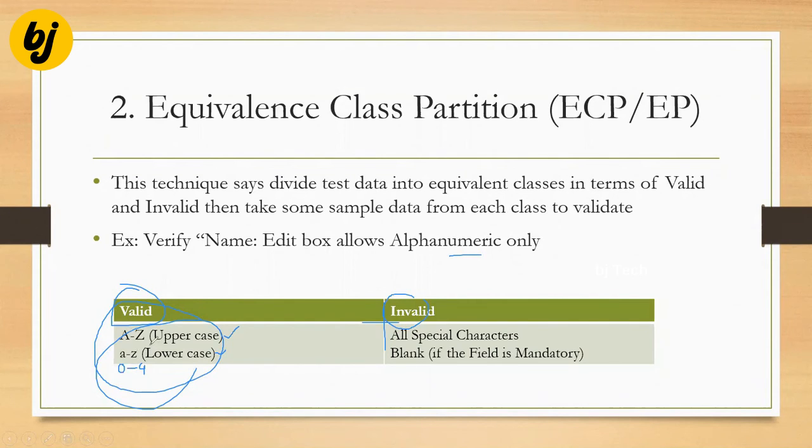What is the invalid class here? Now understand that 0 to 9 also comes under the valid class. So what is invalid here? All special characters. Blank is also invalid, if the requirements say the field is mandatory. So 0 to 9, A to Z uppercase, A to Z lowercase, this category comes under the valid class. If you take these values, any combination, and enter, it should accept. This is where we go for the equivalence class partition technique.